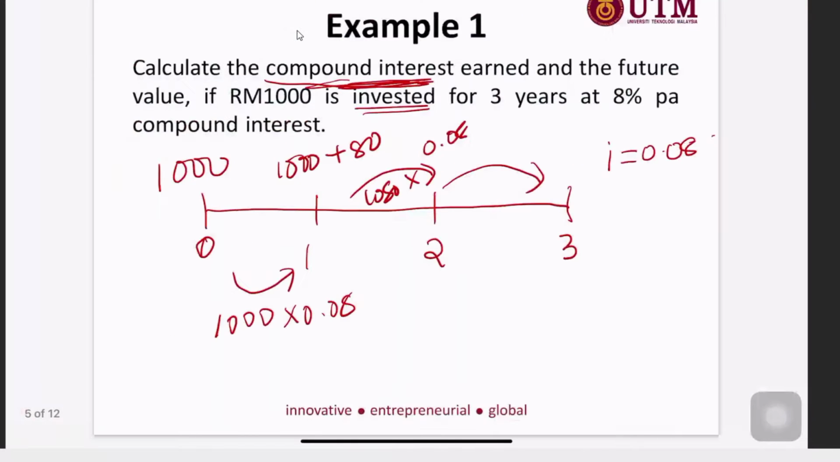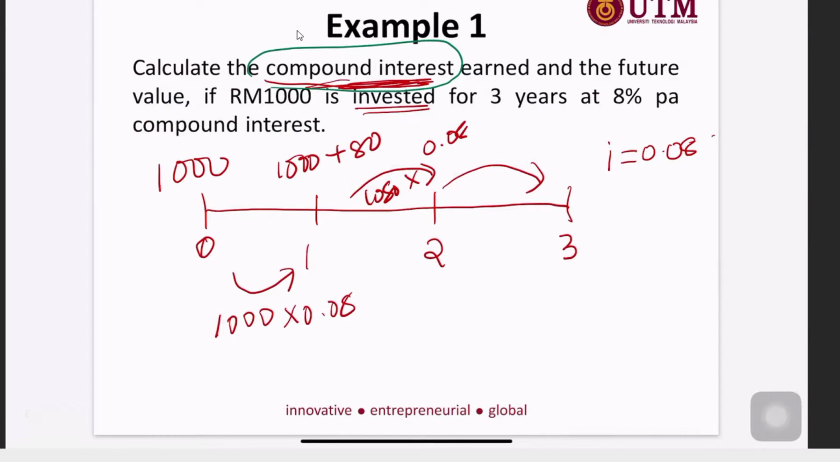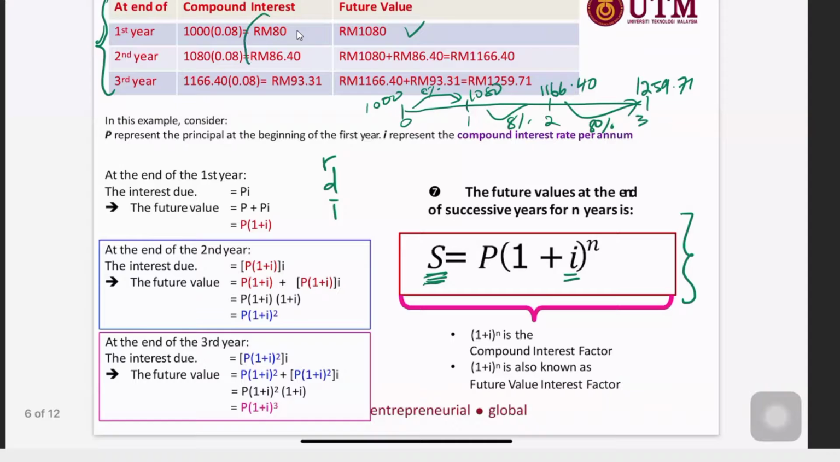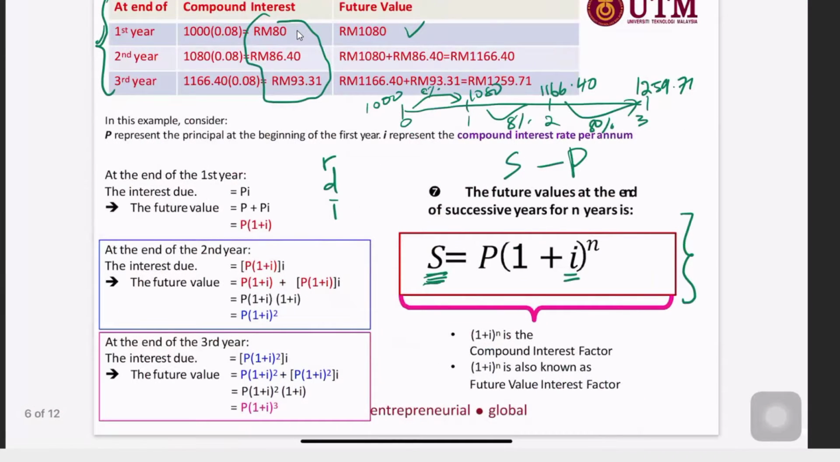Do you understand, class? But this question wants you to find the compound interest. So that means you need to add 80 plus 86.40 plus 93.31. Or you can also do S minus P to find your compound interest, because the question asks you to calculate the compound interest, not the accumulated value. Any questions for this one?